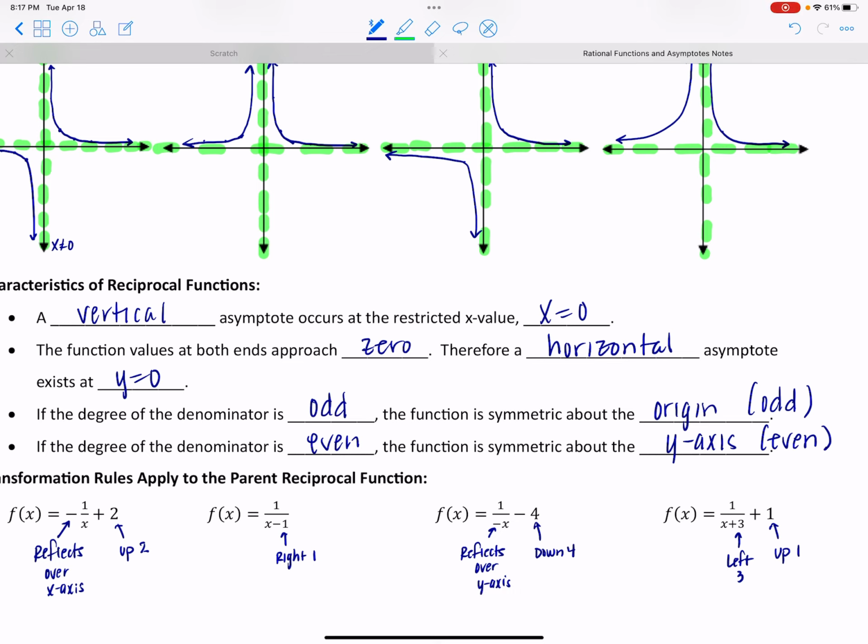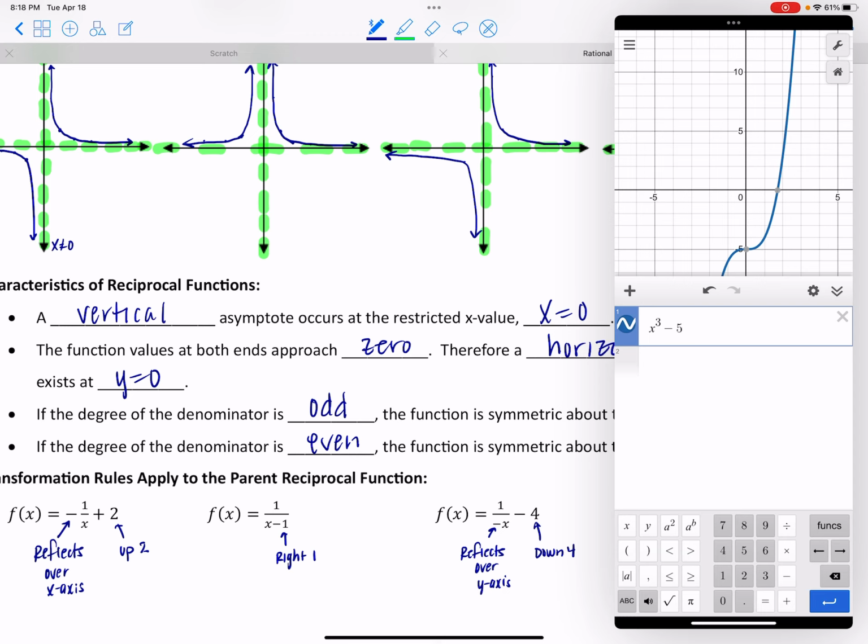But if I was to, let's say, shift this to the right 5, okay, then it's still an odd degree, but it no longer has the symmetry about the origin. So an odd degree does not necessarily mean that the function is symmetric about the origin, okay? And same for even degree versus even functions.